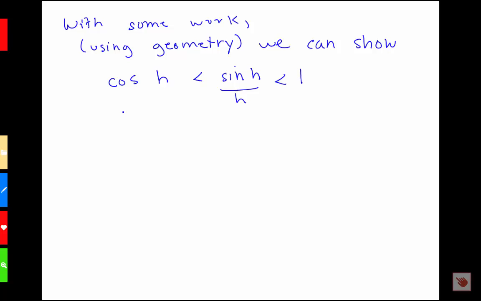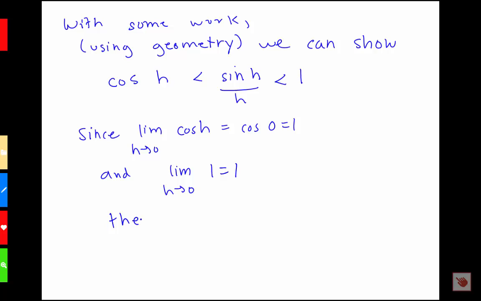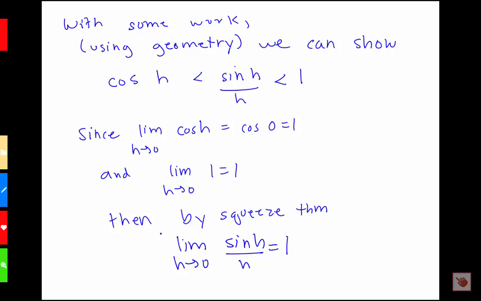So by the squeeze theorem, we can now say that since the limit as h goes to 0 of cosine of h is equal to cosine of 0, which is 1, and the limit as h goes to 0 of 1 is 1, then by the squeeze theorem, our limit as h goes to 0 of sine h over h is also 1. Okay, and this is a special limit that could come up in other kinds of limit problems we might be looking at. So we want to memorize this particular special limit.